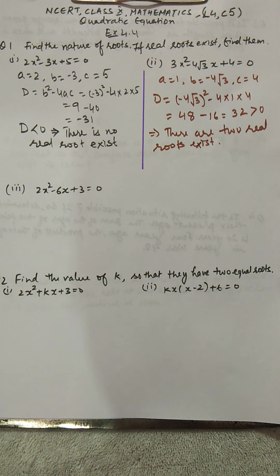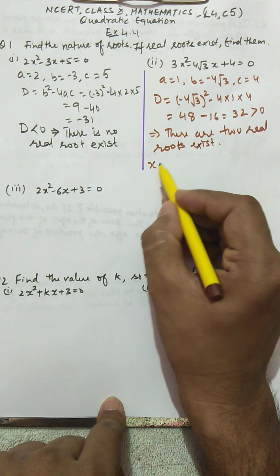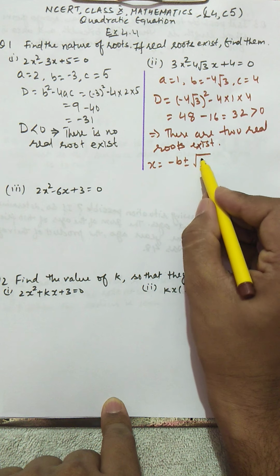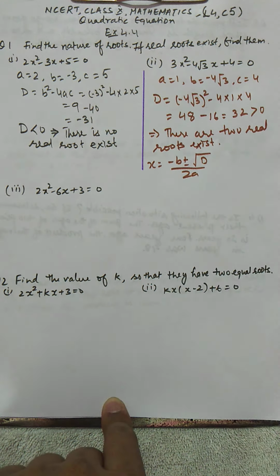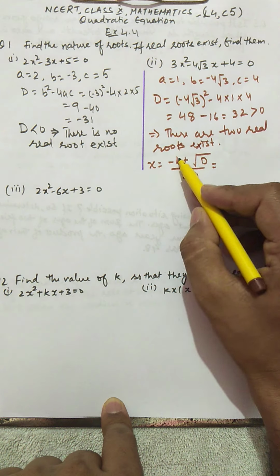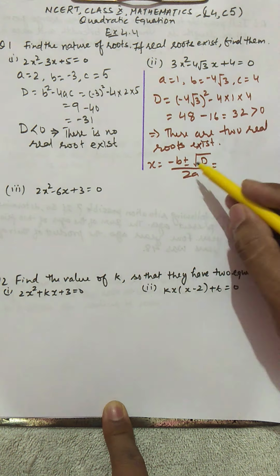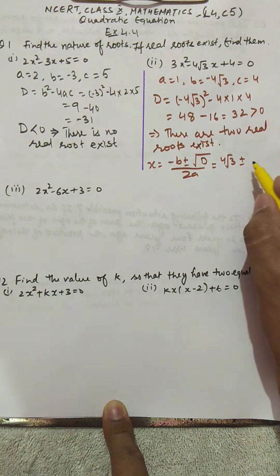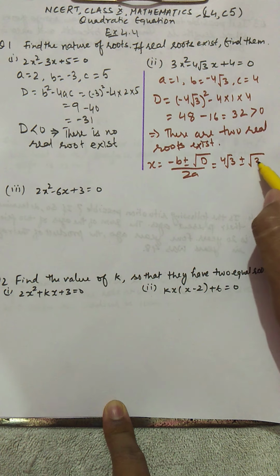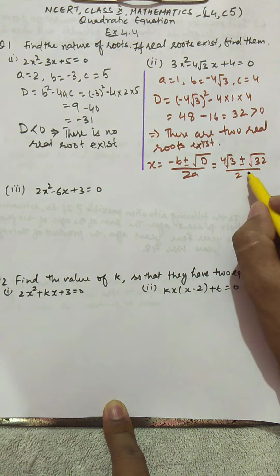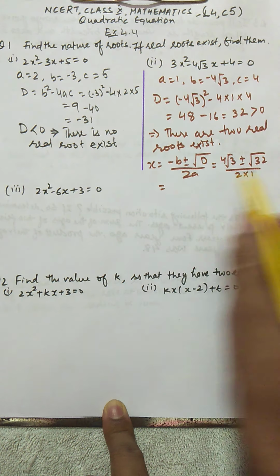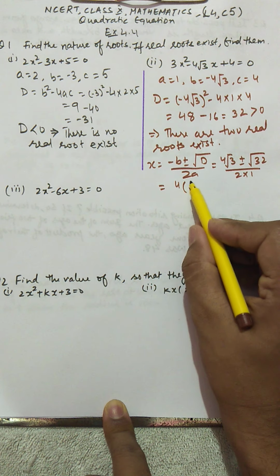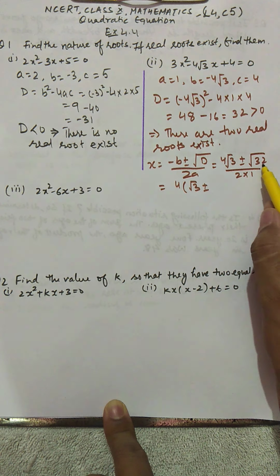Now you have the formula, you use that formula, that x is minus b. I'm writing the formula first, minus b plus minus under root D upon 2a. So put the value, this minus, and B is minus 4 root 3. So minus and minus, it will become plus 4 root 3 plus minus. This is 32. 32, you know, is 2 to the power 5, and this is 2 into 1. So we can simply write this is 4. You can take common. This is root 3 plus minus, and 32.